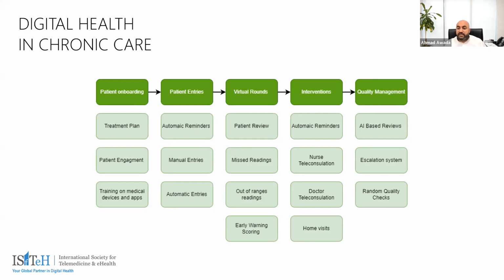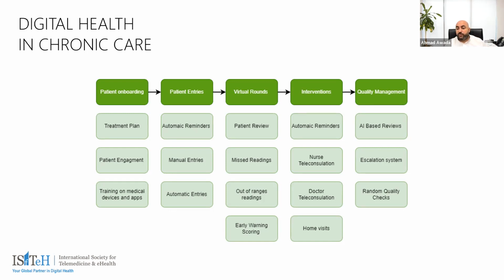The last bit is the quality management. There should be AI-based reviews. This is very important. You should have another algorithm which is checking all of that and making sure that everything is going well without you as a human intervening and initiating that. It should be system-based, where it's checking the treatment plan and what's actually happening for this patient. What are you delivering? There should be the escalation system. If anything is missed, to be automatically escalated.